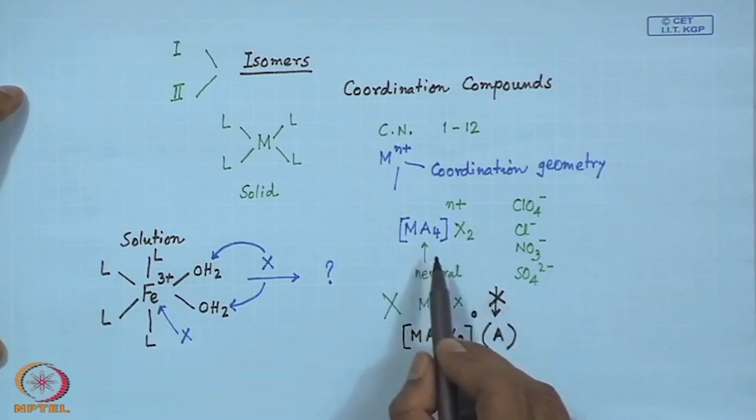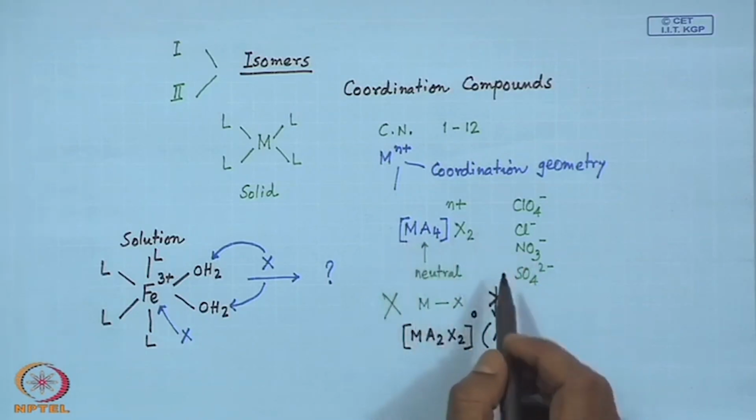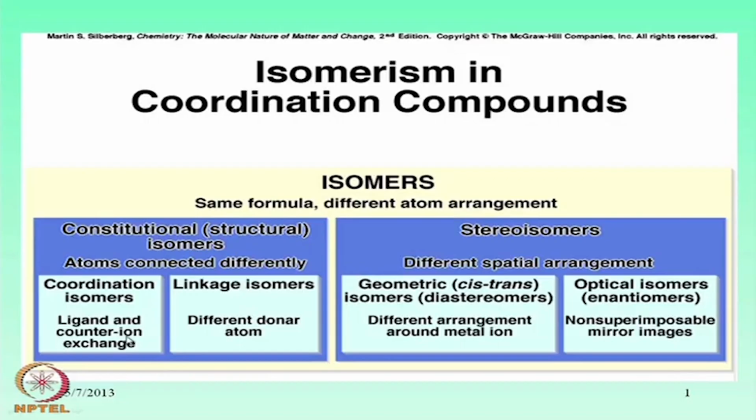So this interchange between the coordination sphere and the outside of the coordination sphere by the anions or some other groups can lead to the corresponding coordination isomers where ligand and counter anion can exchange. In the second case, the constitutional or structural isomers are of 2 types. One is the coordination isomer, another is the linkage isomer. And in case of linkage isomer, we have different donor atoms which are bound to the metal center. So at least we should have a corresponding ligand system which is made up of more than one donor atom.